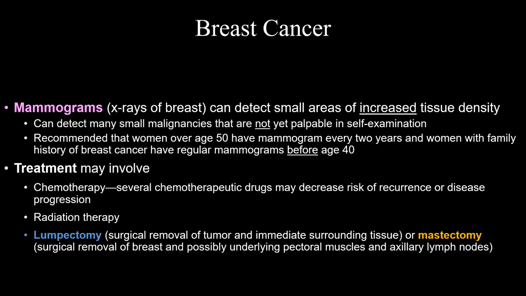And treatment for breast cancer tends to involve chemotherapy, a lumpectomy, which is surgical removal of the tumor and surrounding tissue, or a mastectomy, which is the complete surgical removal of the breast and possibly the underlying pectoral muscles and some of the axillary lymph nodes. Several chemotherapeutic drugs may decrease the risk of recurrence or the disease progression. But this is a very serious cancer.